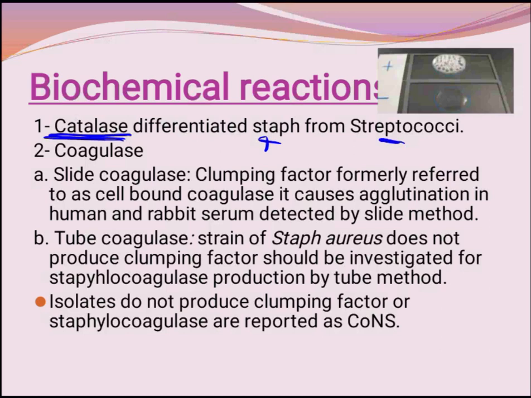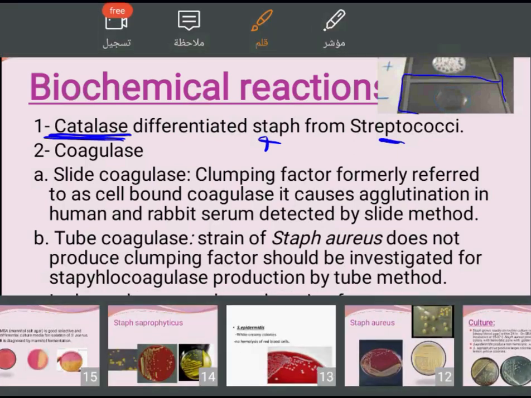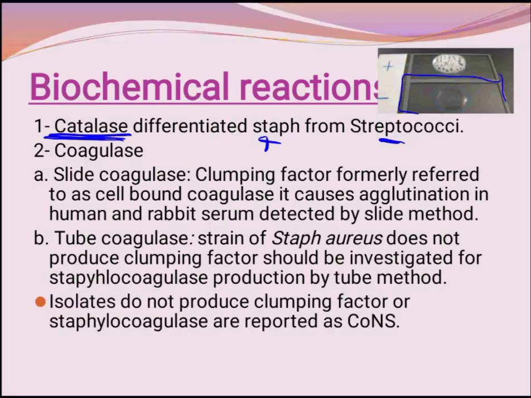What is the catalase test and how is it done? This is a slide, and on this slide we add a small amount of the growth or colony. Then we add a drop of 3% H2O2.